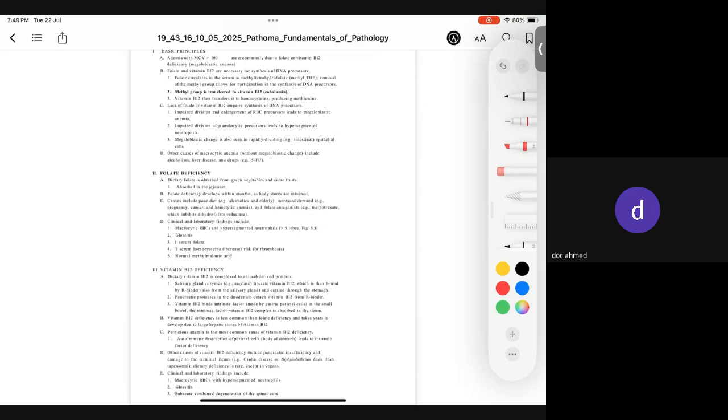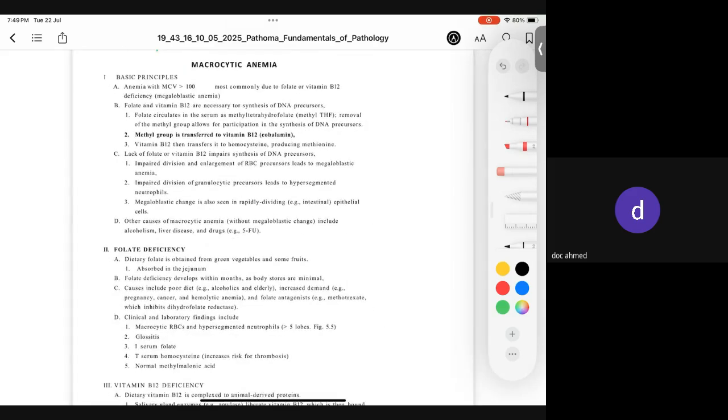Okay. So here you can see macrocytic anemia, macrocytosis, MCV is going to be greater than 100. 100 is normal, greater than 100 means macrocyte. How do we get that? Folate or B12 deficiency. If you have folate deficiency, you're going to have macrocytosis: no DNA, no cell division, big cell. If you have B12 deficiency, no DNA, no division, big cell, right?